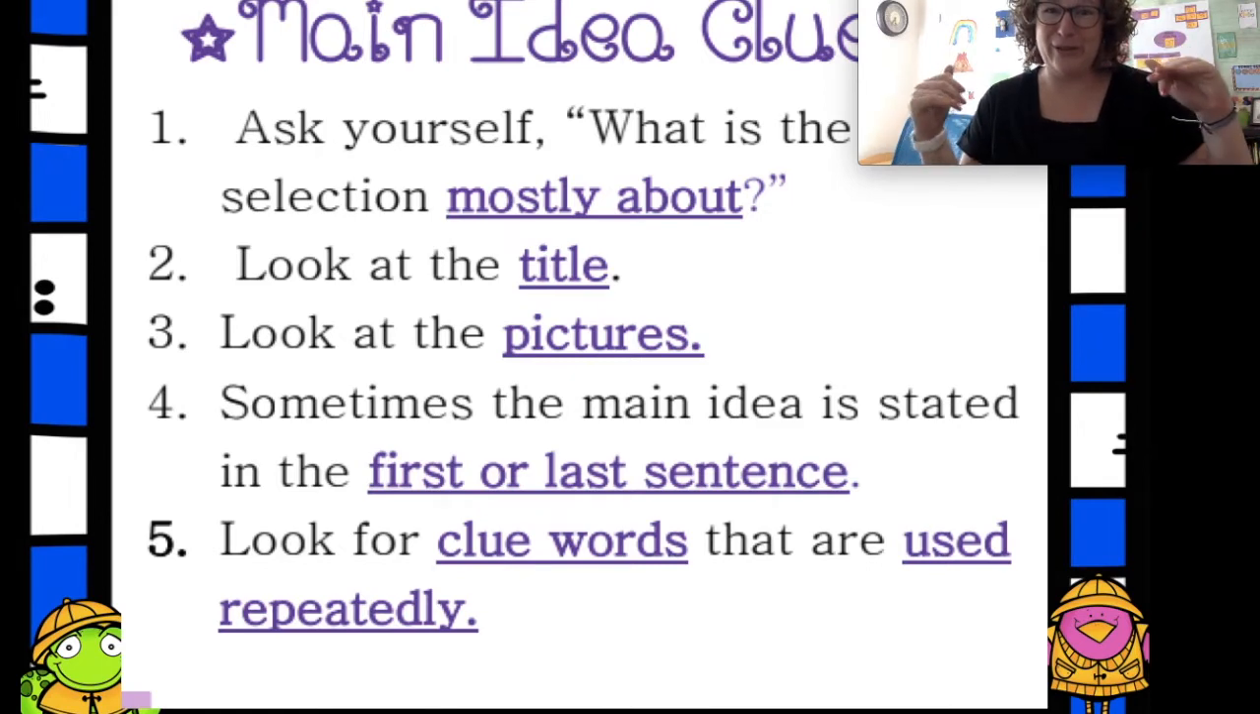Sometimes the writer will do that to wrap up what they are talking about or to introduce it to us, almost like our opinion writing we did last week. And the fifth is we're going to look for clue words that are used repeatedly, like over and over again. So if it keeps on talking about frogs, then you're going to say, wait a second, I think I might know what the main idea is.